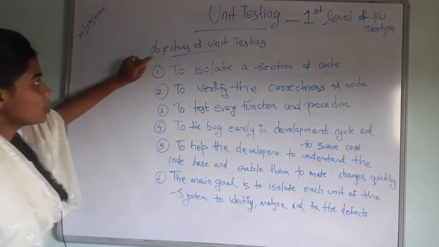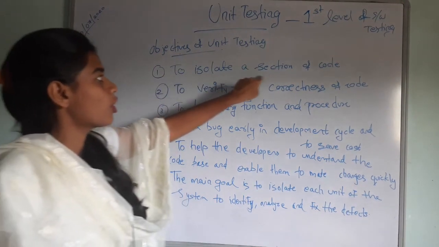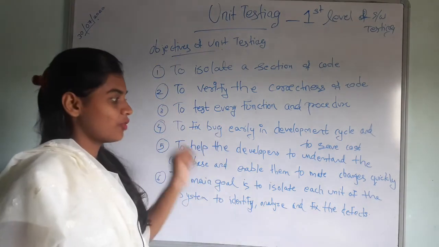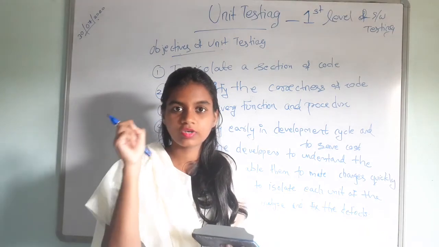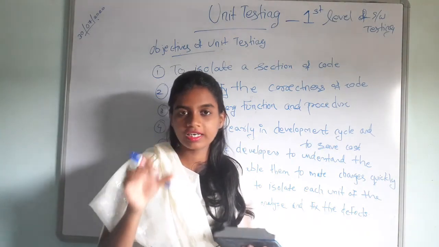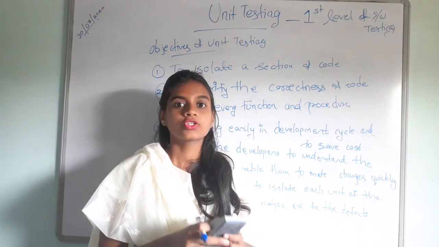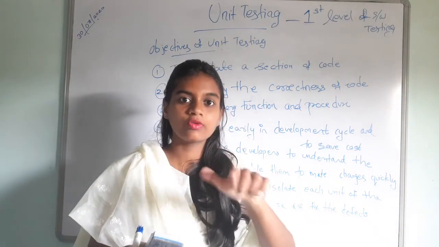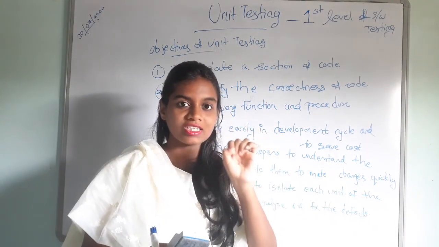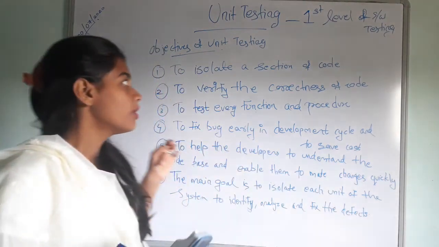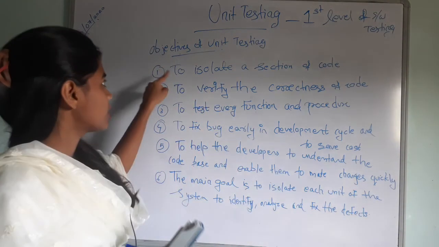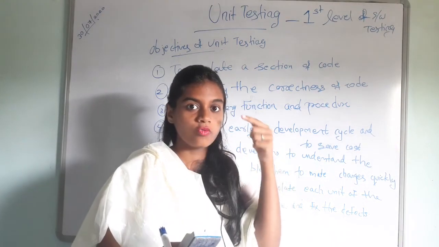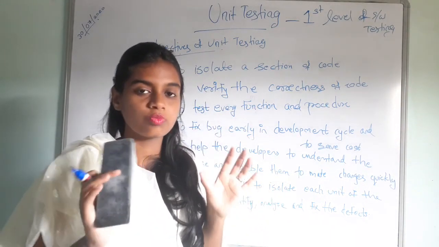The first objective is to isolate a section of code. To isolate means to identify a section of code. The tester who tests the software product tests on the code whether it is working or not. By unit testing they test each unit and see whether it is working properly or not. So the first step is to isolate, to identify, and to see whether the section of code is properly written or not.